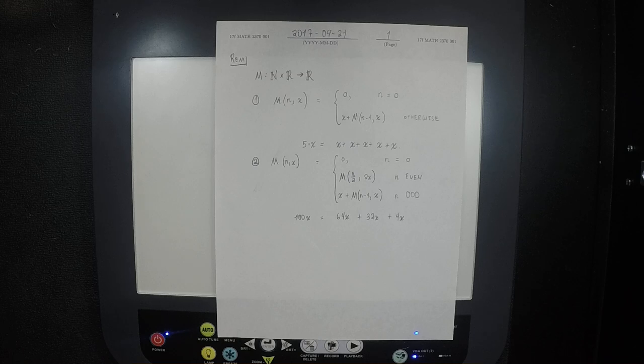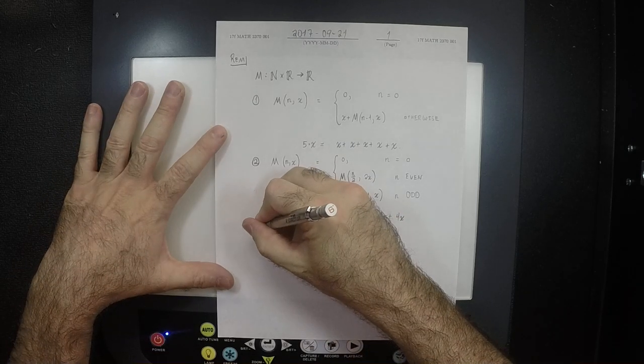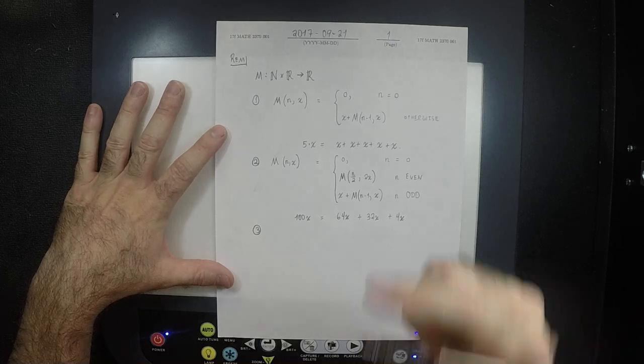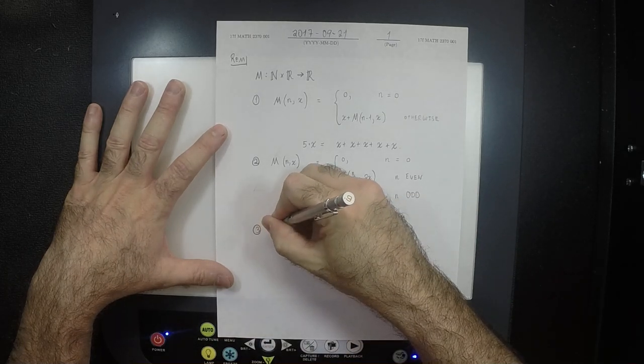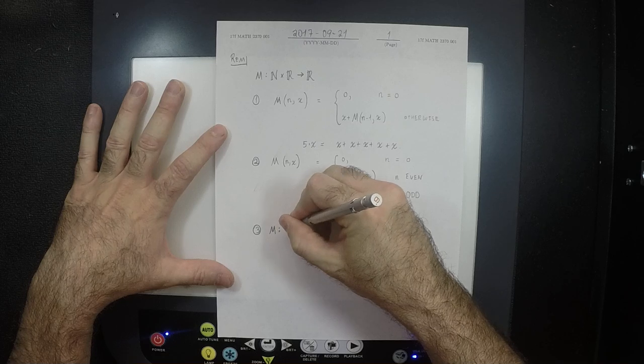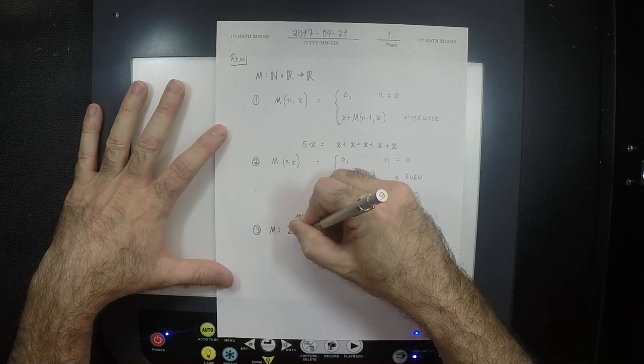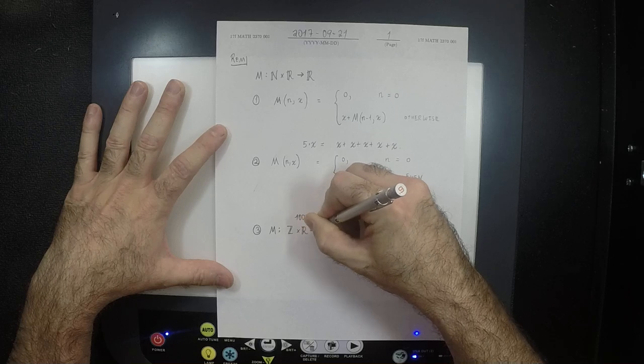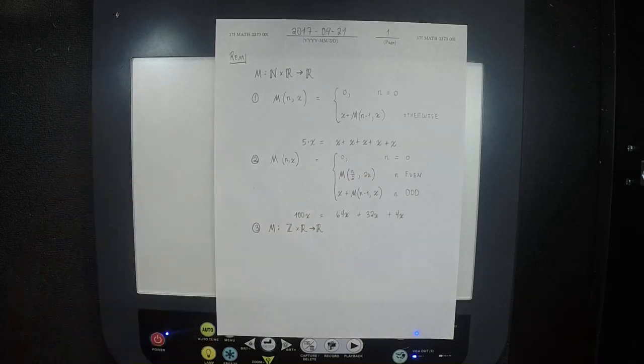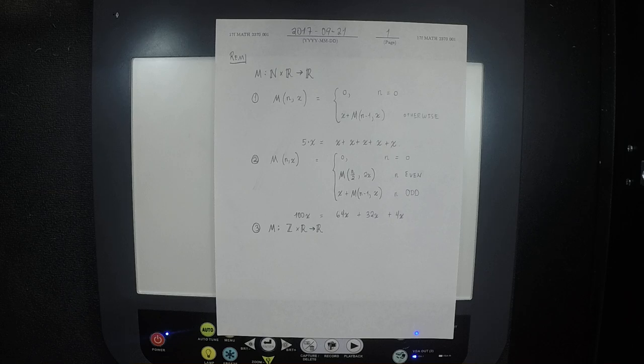Okay, but now we're going to have even another kind of multiplication. But this one is totally easy. What we want now is a multiplication function that has this signature: multiplication from the integers across the reals to the reals. So how is that different than before? Yeah, now we're going to permit n to be negative. But this is actually really easy.